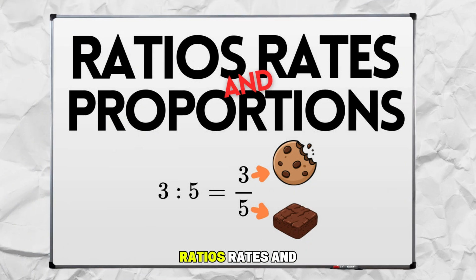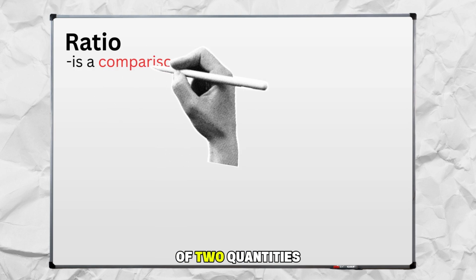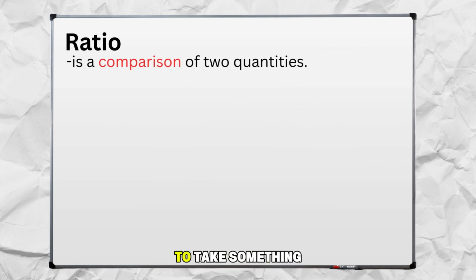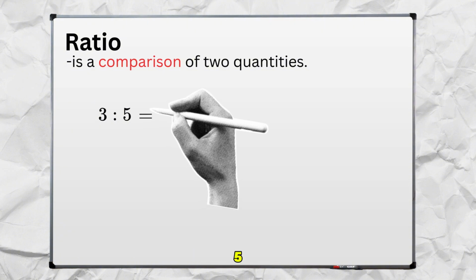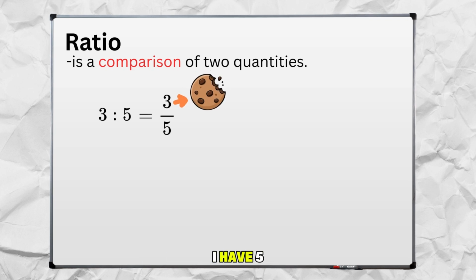Let's talk about ratios, rates, and proportions. The first thing I want to go over are ratios. A ratio is a comparison of two quantities. If I was to take something like 3 to 5, I could write that not only as my ratio here, but I can write it also as 3 over 5. All I'm doing here is showing a relationship between these two amounts. For example, maybe every 3 cookies I have 5 brownies.